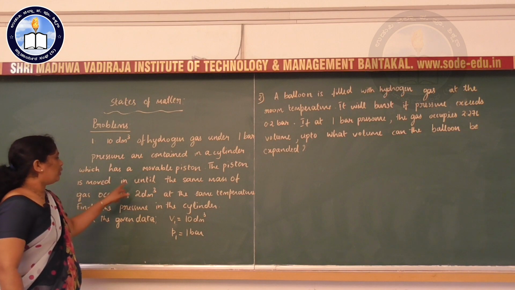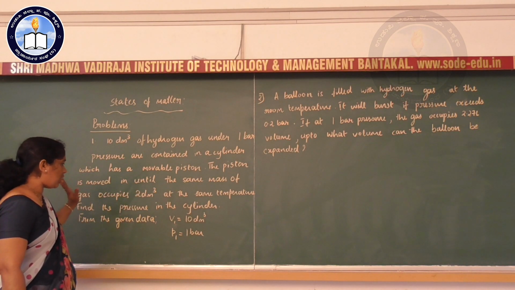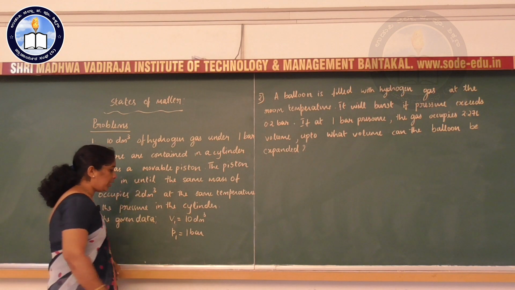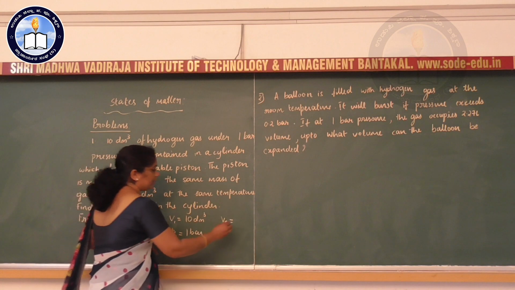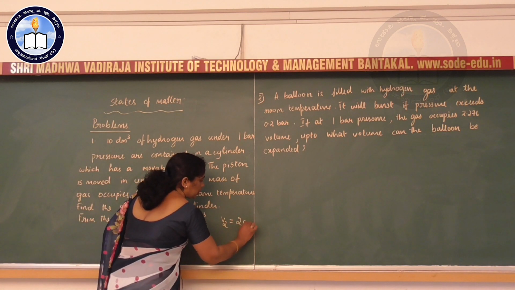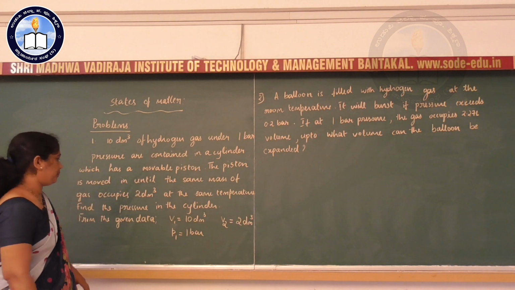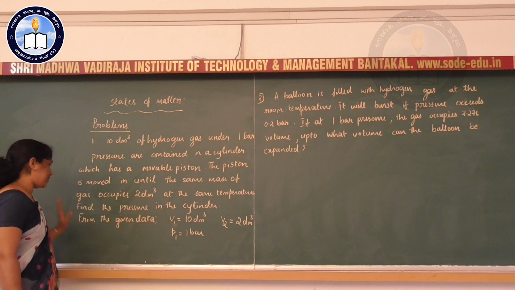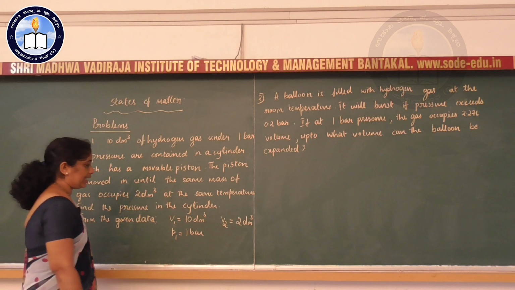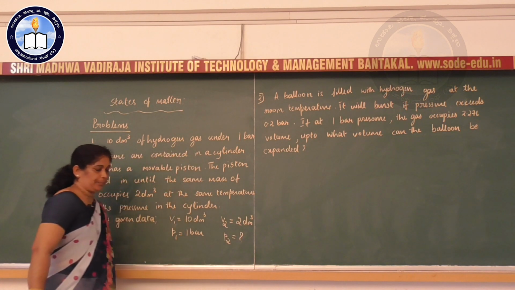Next, the piston is moved in until the same mass of gas, so the mass of the gas has not changed, occupies 2 m³. So when the piston is moved in, the volume reduces to 2 dm³. dm³ means decimeter cube or liter. At the same temperature, so temperature is kept constant. Find the pressure in the cylinder. So we have to calculate P2. What is the value of P2?